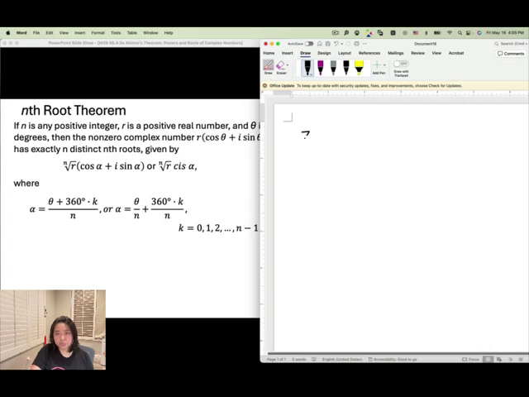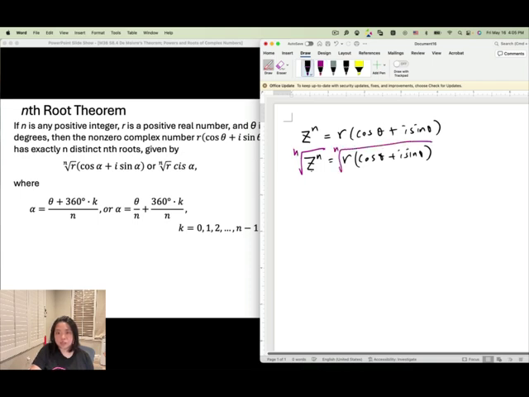Nth root theorem. For example, if I have a complex number z to the power of n equal to r(cos theta + i sin theta), and I want to find the nth root of this complex number, what are we going to do? Let me write one more time first. Now I want to take the nth root. I'm going to do the same thing for both sides.